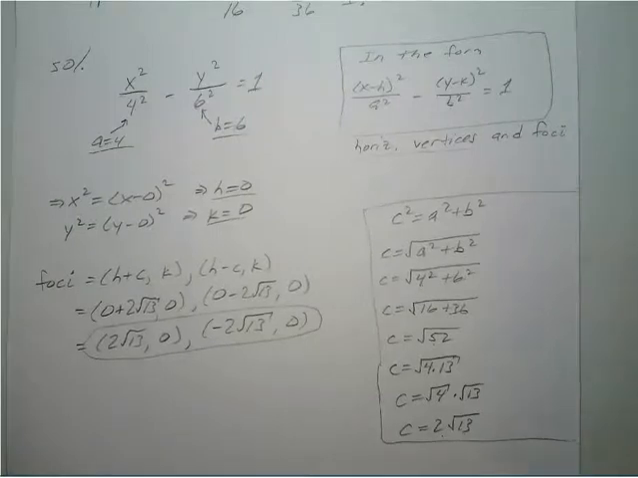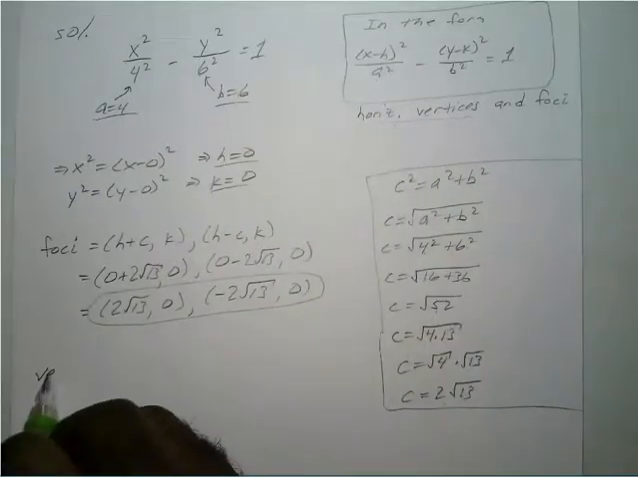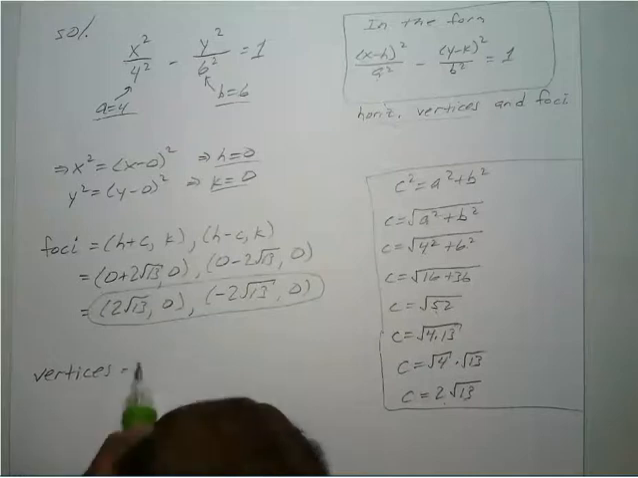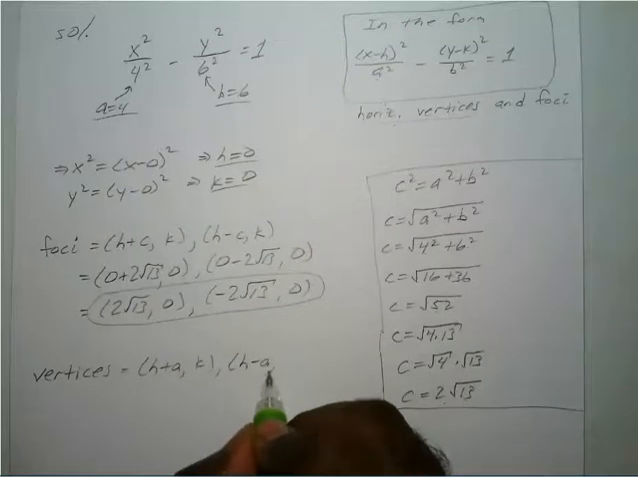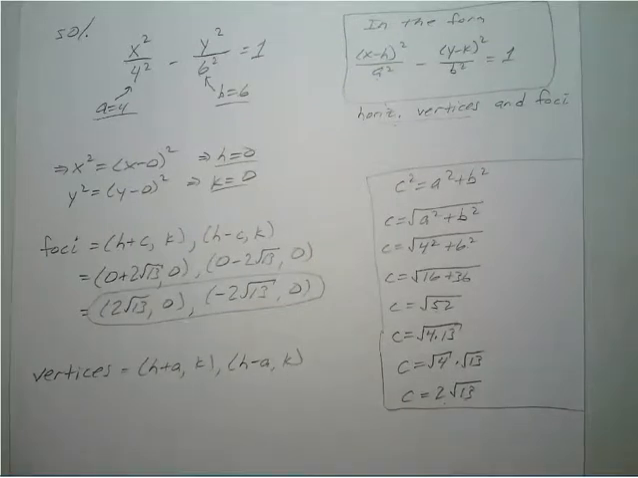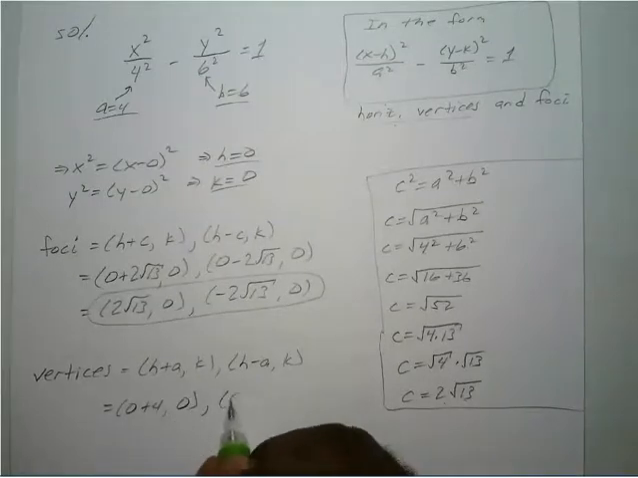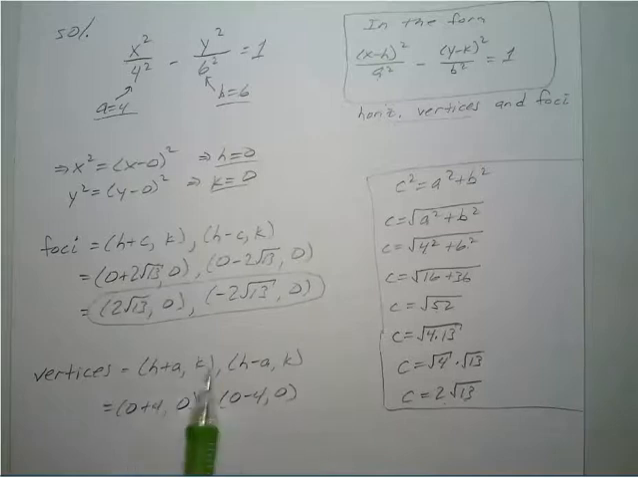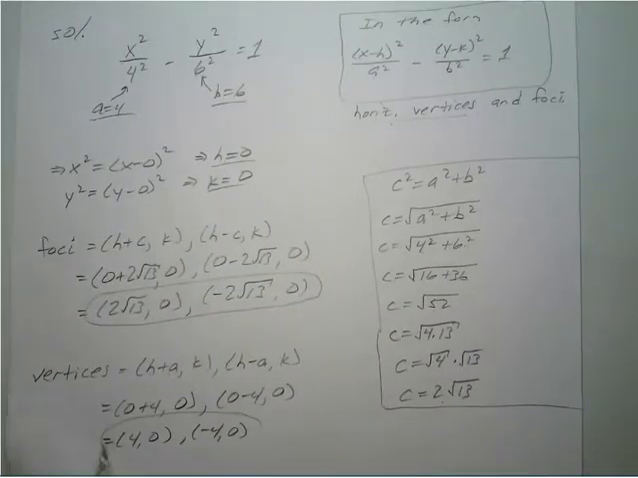Now we find your vertices. Remember, for horizontal hyperbolas, your vertices are (h plus a, k) and (h minus a, k). We know h and k are 0, and our a is equal to 4. So it's (0 plus 4, 0) and (0 minus 4, 0), just replacing them. So it's (4, 0) and (negative 4, 0), which are the points of our vertices.